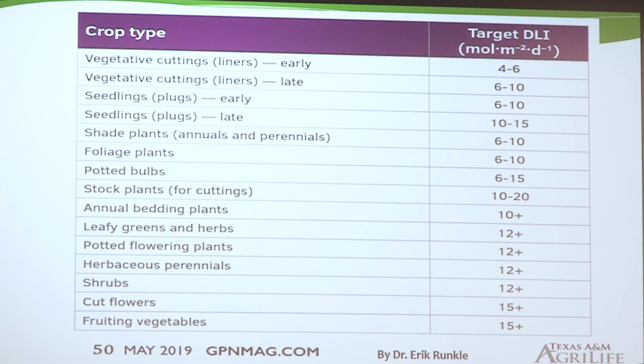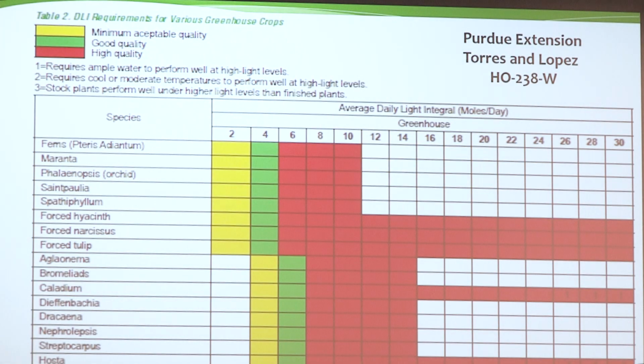And for leafy greens, Eric also indicated 12 as a minimum, which is consistent with the Cornell data. And for shrubs, cut flowers, and fruiting vegetables, which are tomatoes and cucumbers, the minimum is 15, and Cornell University says the optimal is 30. So that's also agreed upon.